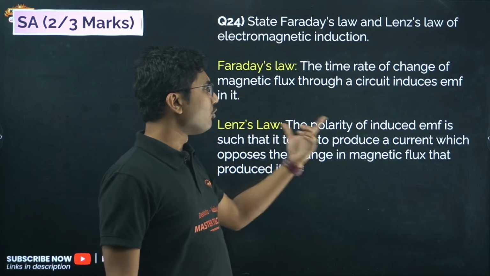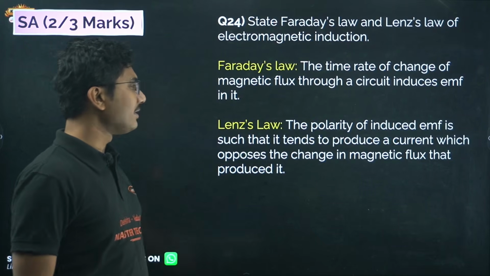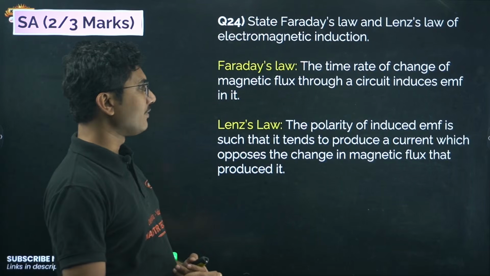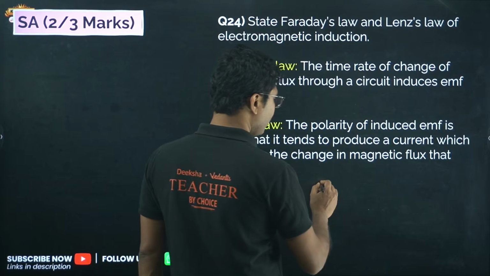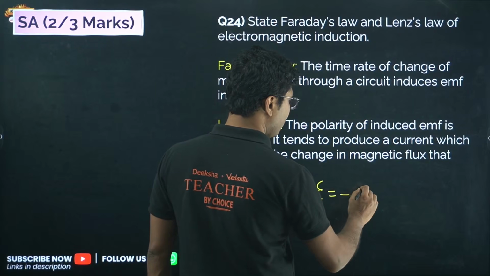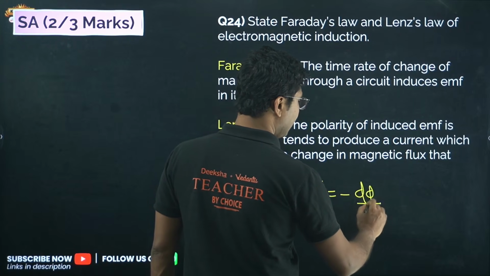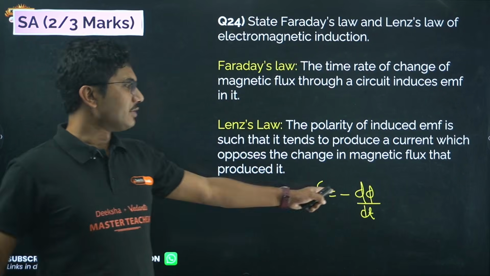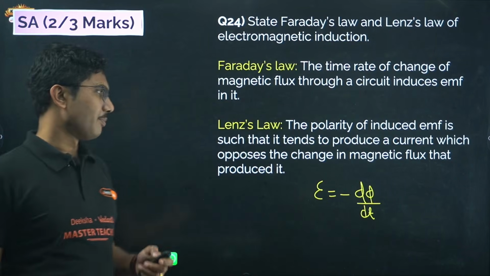Lenz's law: the polarity of the induced EMF is such that it tends to produce a current which opposes the change in magnetic flux that produces it. Combining both of them, you can write induced EMF is equal to minus d phi by dt. The d phi by dt term comes from Faraday's law, and this minus sign comes from Lenz's law.